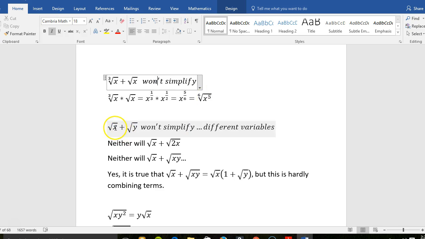Now, the square root of x plus the square root of y, that won't simplify on account of different variables. It's for a different reason. Same type of radical, but we got different letters. And neither will radical x plus radical 2x or something like radical x plus radical xy, and so forth. Now, it is true that you can write this in a different form or format, but that's not really combining terms. That's sort of beside the point. Okay, let's move on.